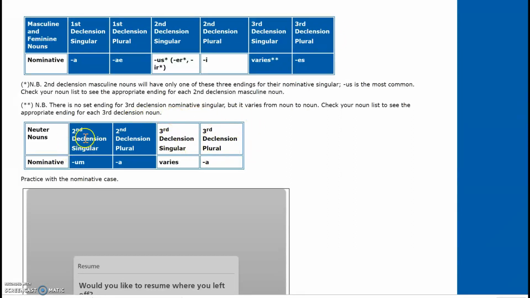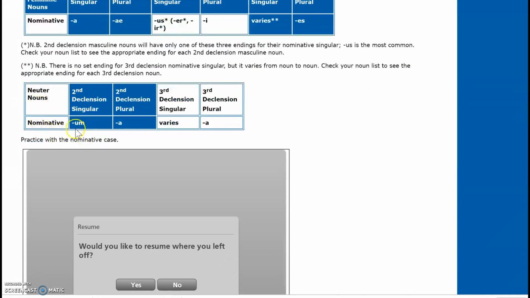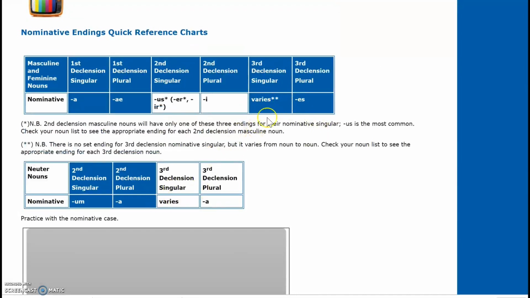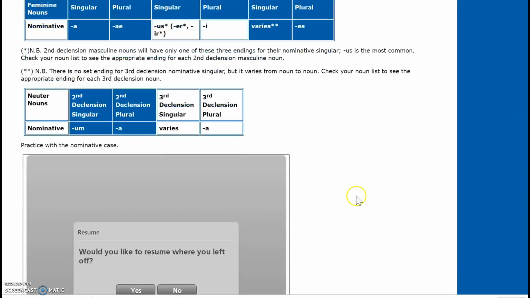So let's look at the neuter endings. If it's a neuter noun in the second declension, nominative singular form ends in a UM, and the second declension plural form ends in an A. If it's a third declension noun, remember there's no set ending that we can look at, but you can tell you're looking at third declension by that dictionary entry that would, the second form would end in IS, that genitive singular form, and the third declension plural ends in A. Notice that neuter endings in the plural are the same.